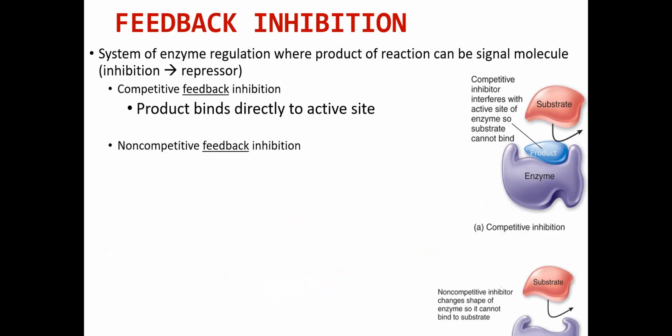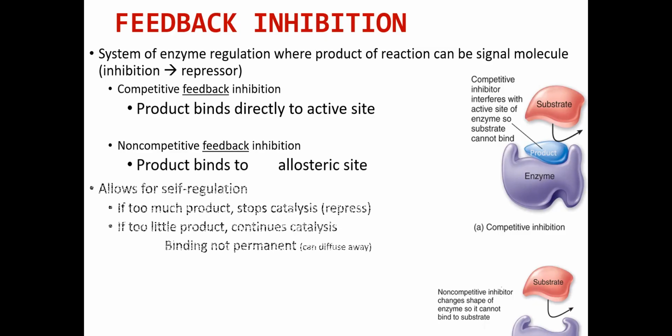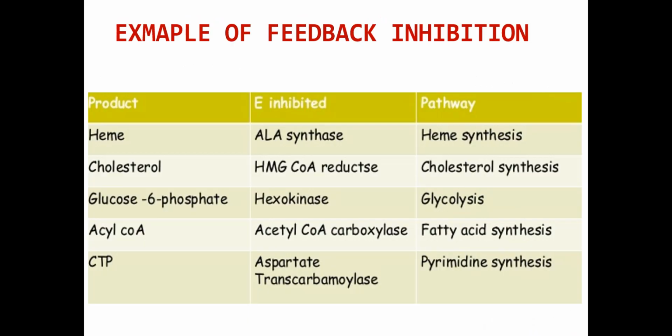This is the non-competitive inhibition example on the right side. You can see the non-competitive inhibitor changes the shape of the enzyme so it cannot bind to the substrate. This type of feedback inhibition is called non-competitive feedback inhibition. A good example of non-competitive feedback inhibition is the heme product. Heme itself inhibits ALA synthase to stop heme synthesis. Similarly, in cholesterol synthesis, cholesterol itself inhibits HMG-CoA reductase as feedback inhibition to inhibit cholesterol synthesis.